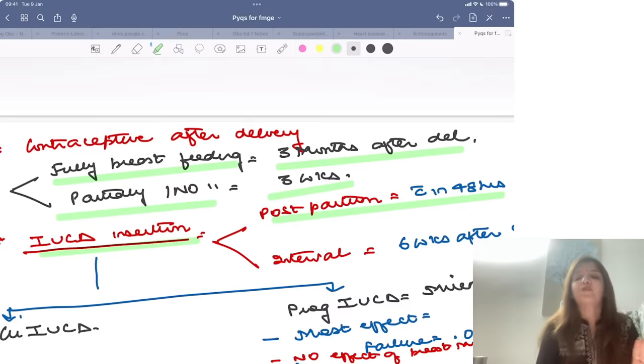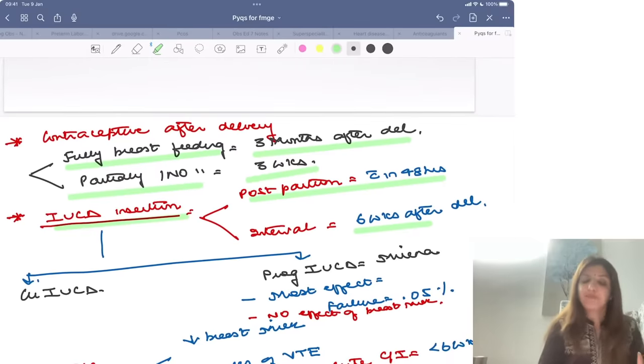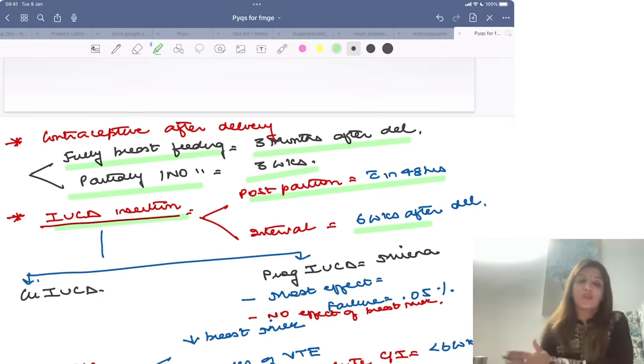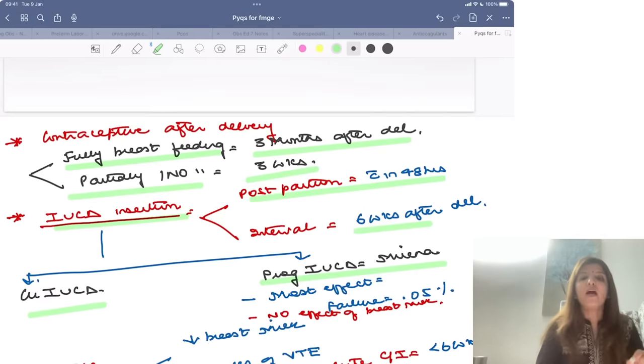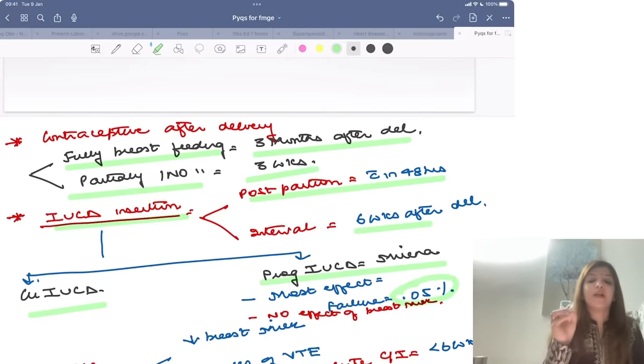But if you have not put the IUCD within 48 hours, then you cannot put it up till 6 weeks after delivery. Right, so either you put it within 48 hours of delivery or you put the IUCD after 6 weeks of delivery. Now, there are two IUCDs which we have, copper IUCD and progesterone IUCD, which is Mirena. Remember, Mirena is the most effective amongst all contraceptive methods, right? The failure rate of Mirena is 0.05%. And because Mirena contains progesterone, progesterone has no effect on breast milk. Right? Progesterone will have no effect on breast milk.